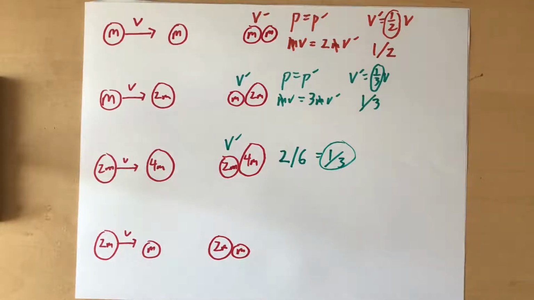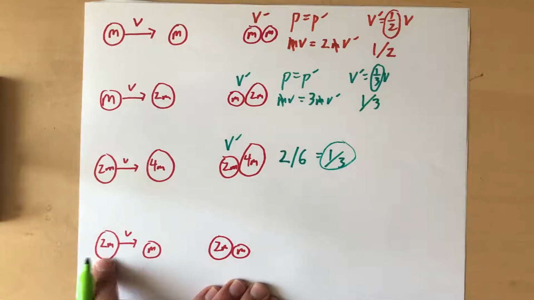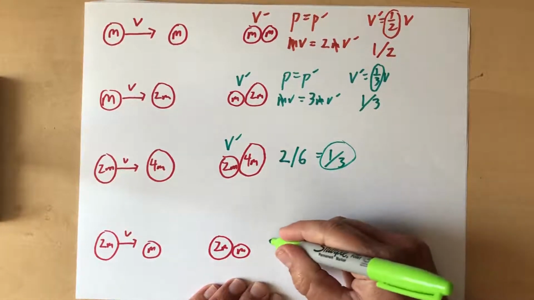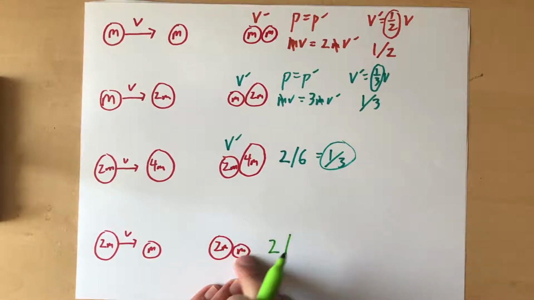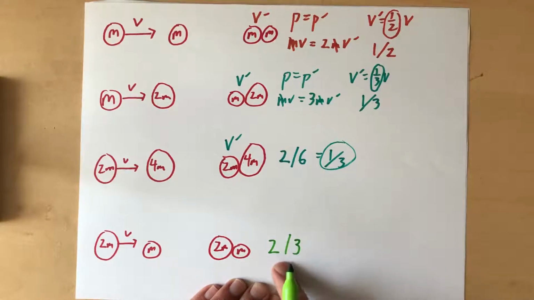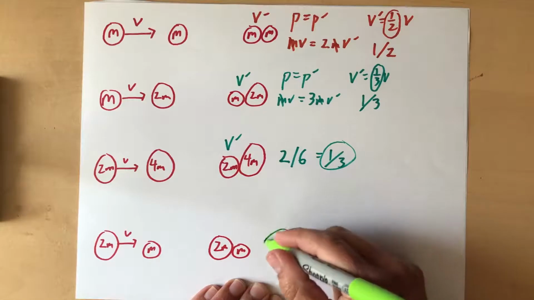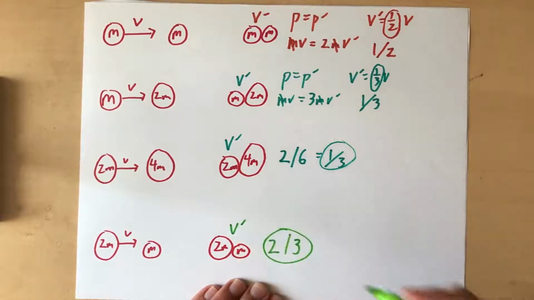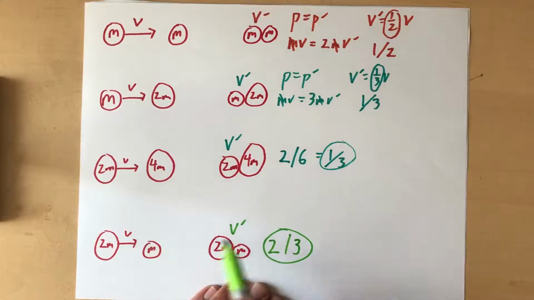So last one, let's try that same technique here. In the beginning, we had 2m moving, so I'm going to write that there. In the end, we had 2m plus m, so we had 3m moving. One way to look at it is that we had 2/3 of the total mass moving in the beginning, so we're only going to have 2/3 of our velocity in the end. So whatever this velocity was in the beginning, this velocity in the end is 2/3 of that.